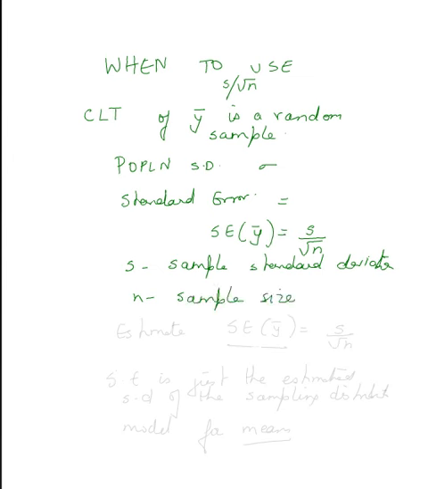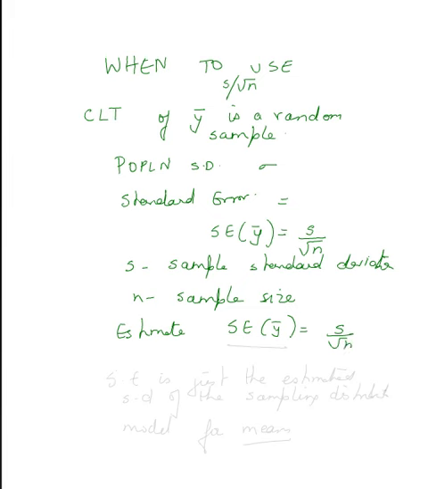Now in order to find our standard deviation, we would take sigma over square root of n, but we do not have sigma, so we estimate it using standard error, which is S over square root of n.